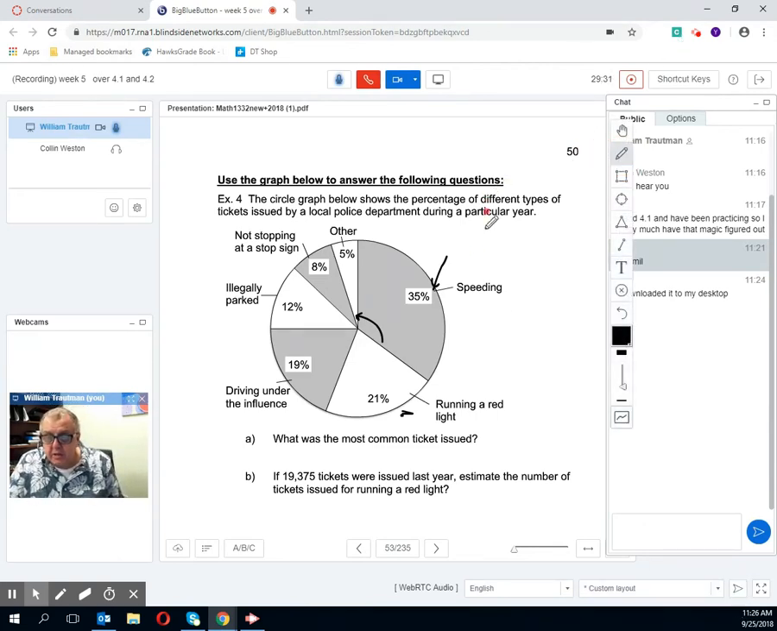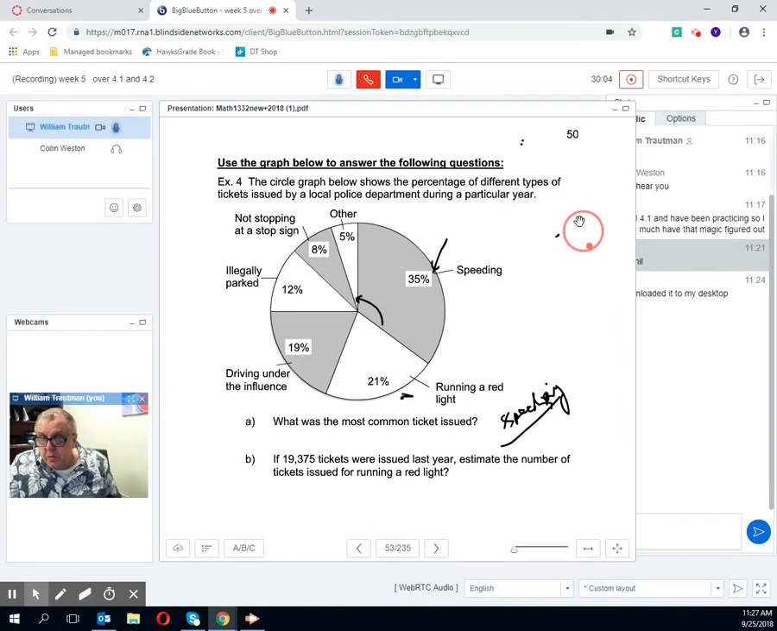Okay, so here the question is, what was the most common ticket issued? And speeding was, because speeding is the biggest part of the pie, is the most. I don't know why I'm having a circle show up on my graph now. Things are going crazy. I can't even write with this now. So speeding is the most common ticket because it's the biggest piece of pie.